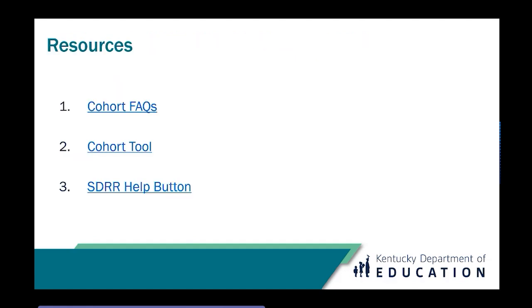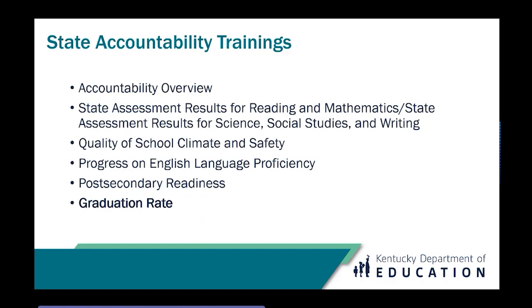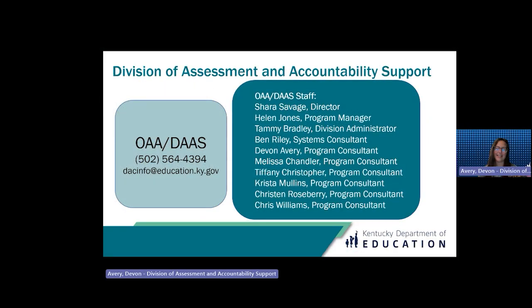On this slide, you will see some resources that are available specific to cohort and SDRR. Please review the other state accountability trainings for more information about each indicator. This concludes the graduation rate indicator training.